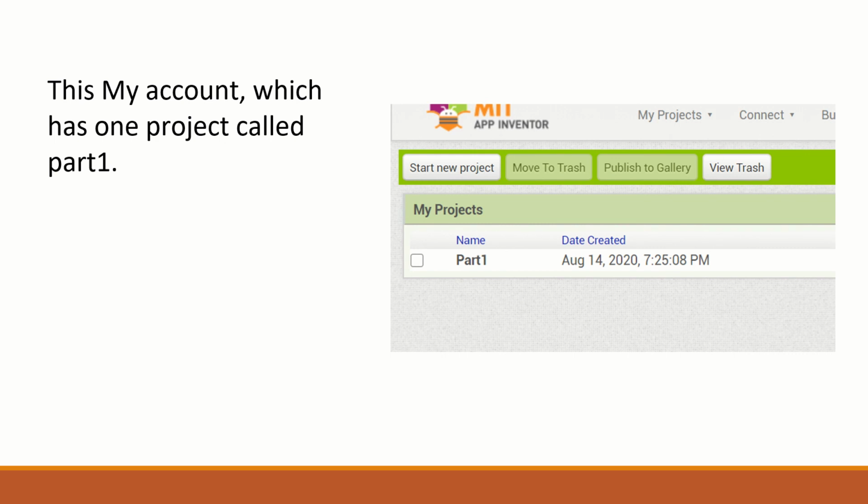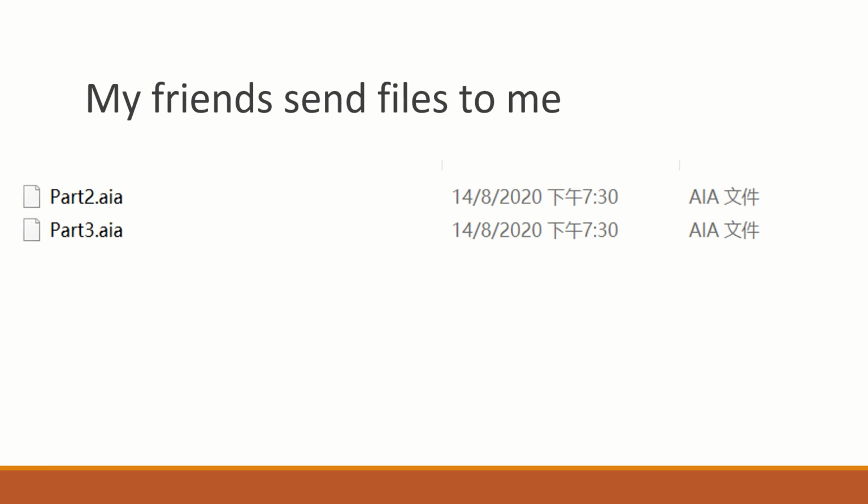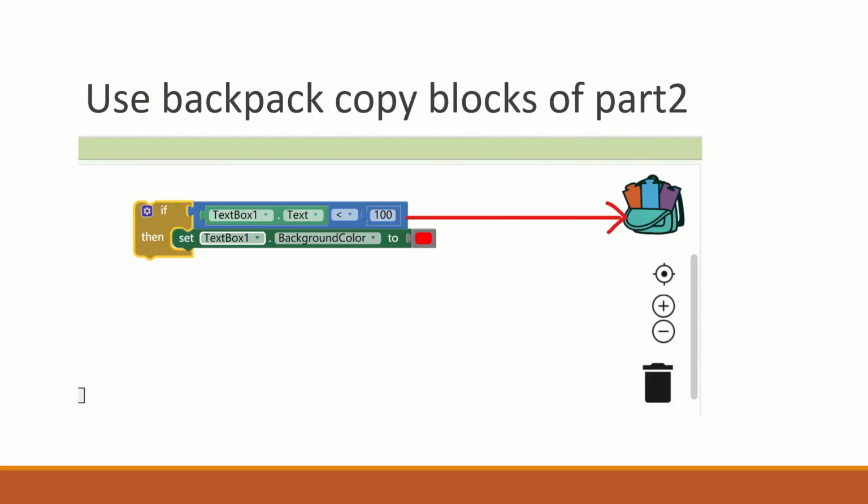This is my account, which has one project called part 1. This is our UI, just like I said before. It's a button and a text box. And then my friends send their files to me, so they have finished already. It has part 2 and part 3, and they are all .ai files. Then I import their files to my account. So now I have their parts in my account. All I need to do is use the backpack to copy and paste the blocks.